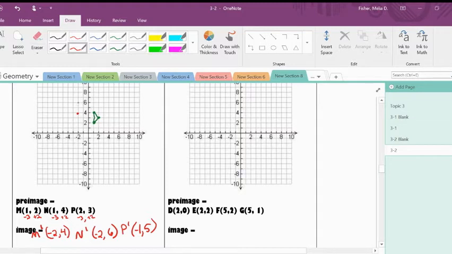So we can graph those points, -2, 4, -2, 6, -1, 5, and we see that this translation is left 3 and up 2 from the original. Redraw that really quick. So I should have labeled this with M, N, P, and this is M prime, N prime, P prime.